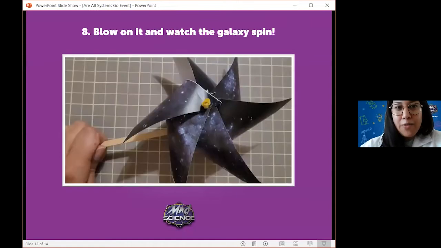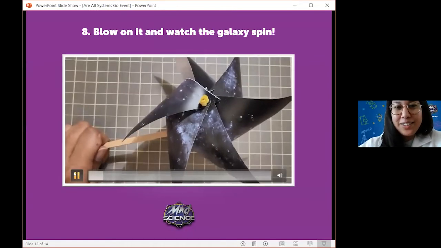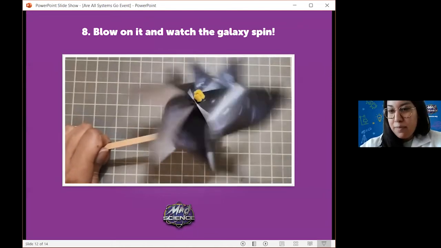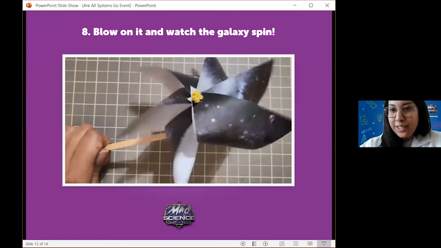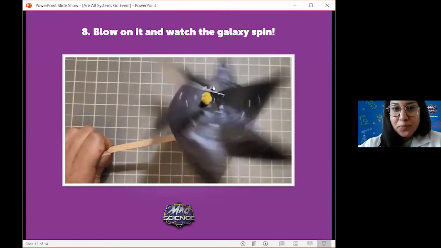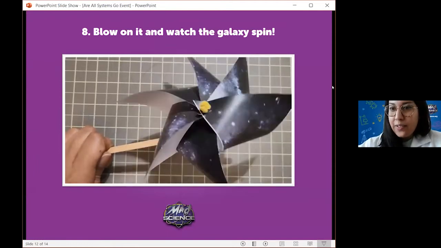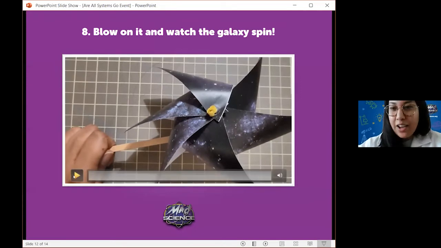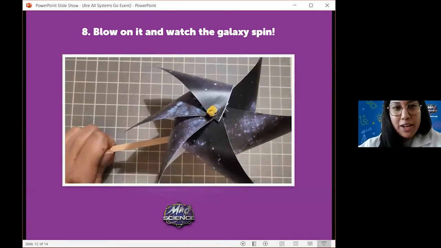Since I solved my problem, my pinwheel is now ready to go. Look how fast it's going. I see Matilda's is working well. That's great, Matilda. Thumbs up. Okay, so that's it for me. We have the instructions. Like I said, not everyone might have finished. Not everyone might have had the supplies, but that is all right.